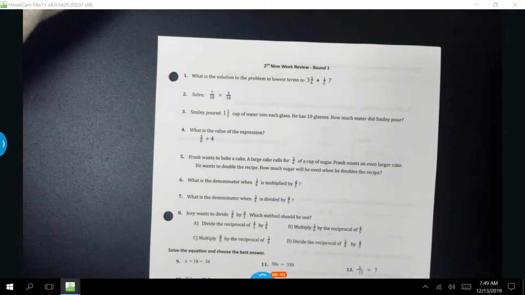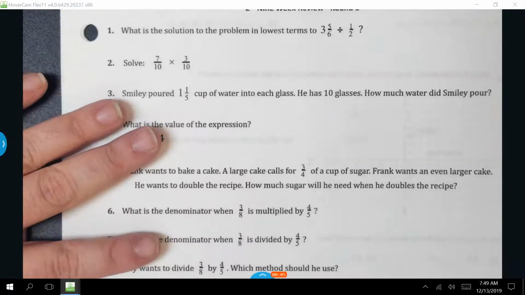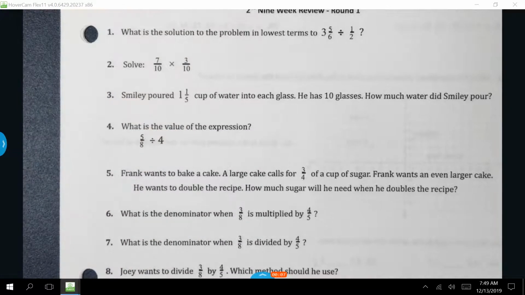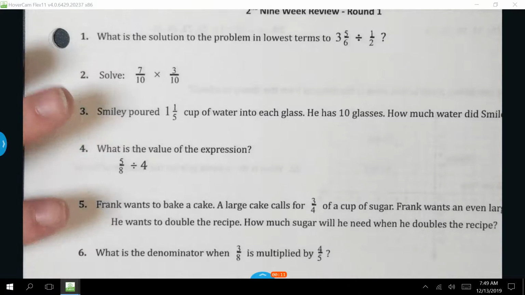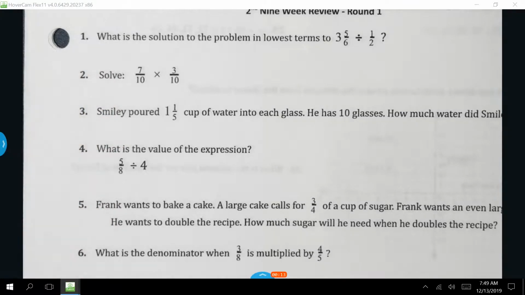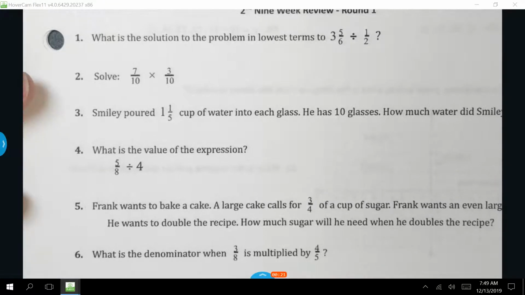All right, so for number 1, we are working out this problem, and it says, what is the solution, which means what is the answer in lowest terms. What do I need to do first to be able to work this out? Martina? Okay, so we do want to keep, change, flip. We don't want to do that first. Bailey? We need to change 3 and 5/6 into an improper fraction.